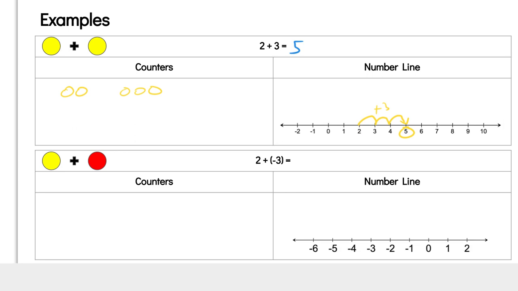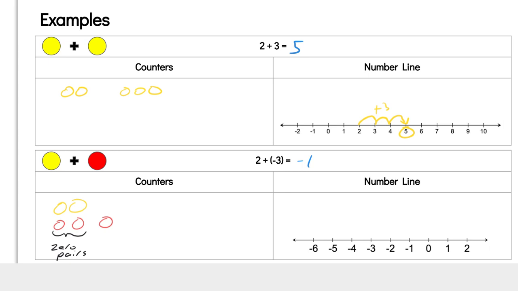For the next example, we have 2 plus a -3. Okay, so you start with 2 positive counters, 1, 2, and then we're going to add 3 negative counters, 1, 2, 3. I am lining them up like that, so hopefully you can see that here we have 0 pairs. Right? So we essentially have 0 plus 0 plus -1. So what do we end up with? We end up with -1.